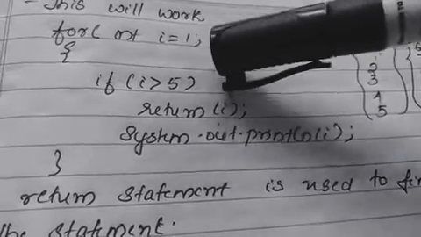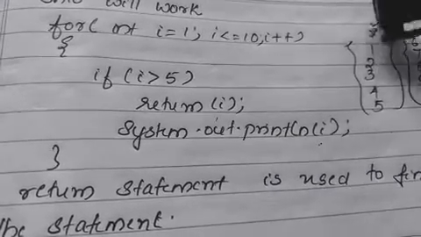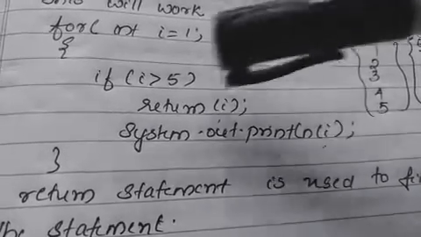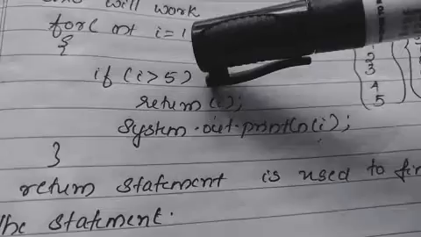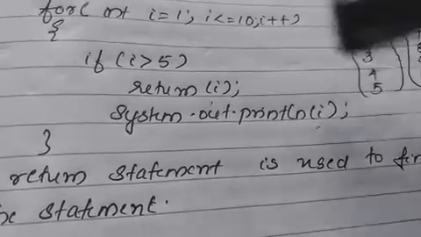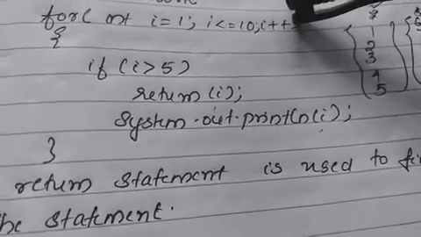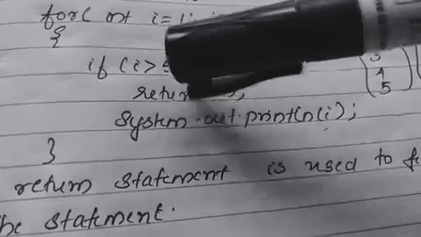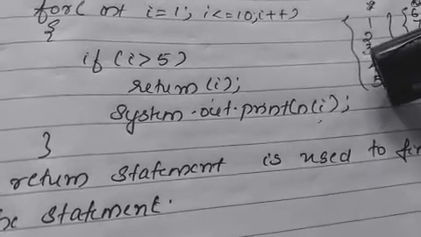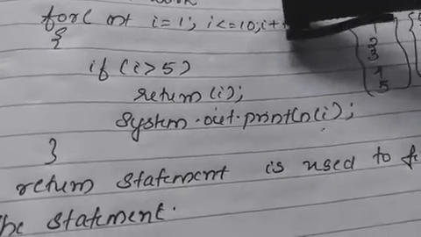Then i is incremented to 3. The condition is checked, 3 greater than 5, it's wrong, we won't return the value of i. Then we print it. Then i becomes 4. We check 4 greater than 5, this is wrong, we won't return it, and we print 4. Again i is incremented, i becomes 5. The condition is wrong, so we print the value of i. So we print from 1 to 5. Again we go to the for loop and increment the value of i.